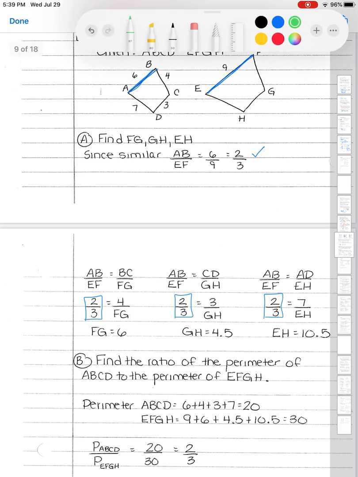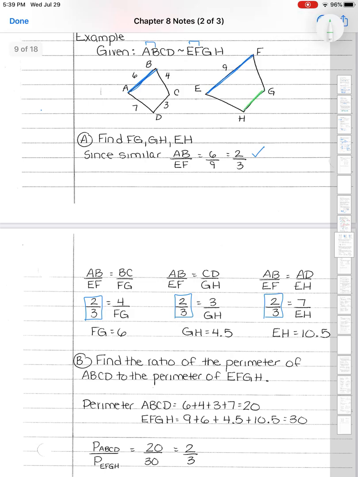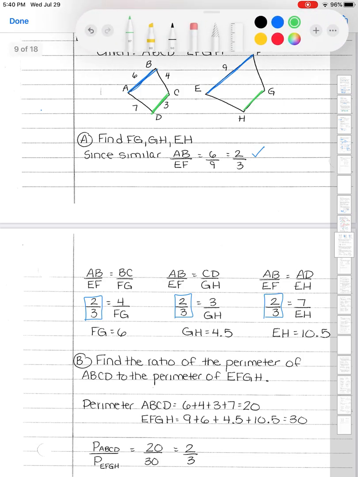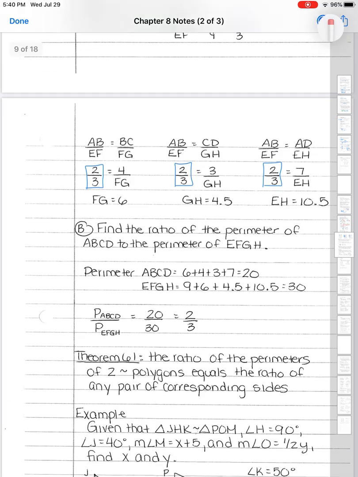So I've got my common ratio of 2 over 3. Now 2 over 3 is going to be consistent throughout all 3 of my proportions that I'm going to use to solve for my 3 missing sides. So again, who matches up with who? If I want to get FG, well, FG is the second and the third letter, and that matches with BC. So that would be 4 over FG. That's my first proportion. Cross multiply and divide, I get 6.